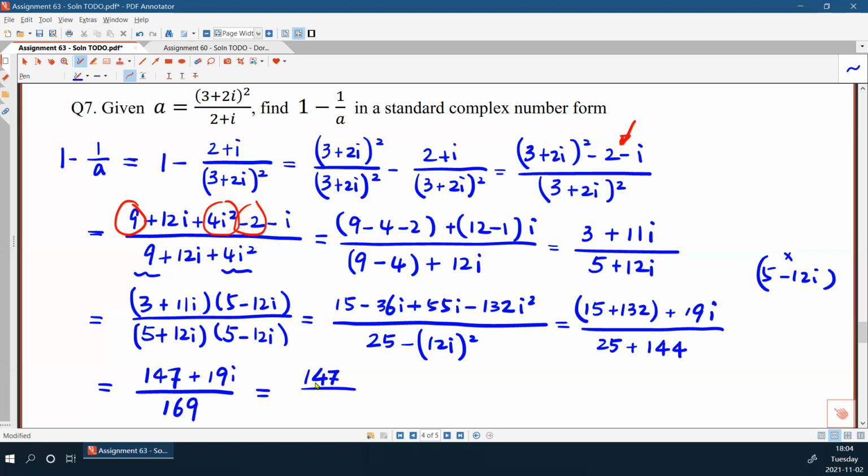And in a standard complex number form, this is 147 over 169 plus 19 over 169I. Okay, please have a look at the solution and let me know if you have any questions.